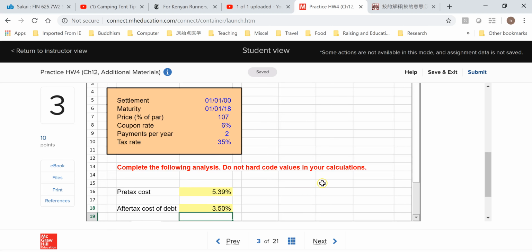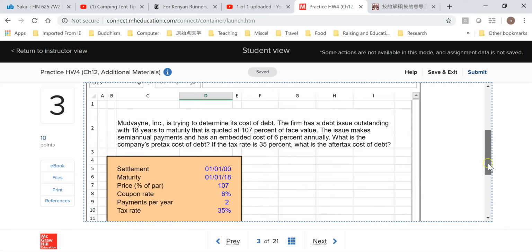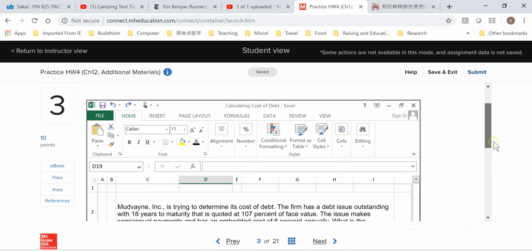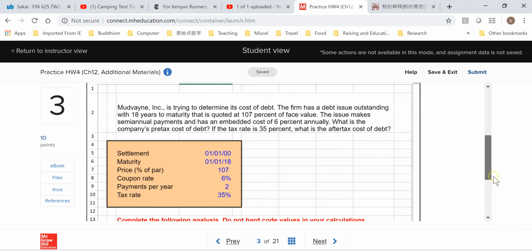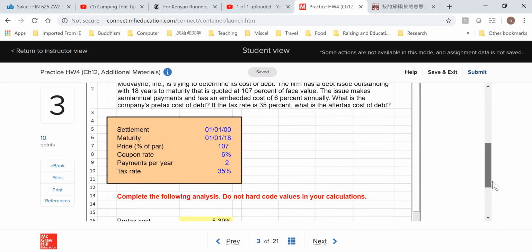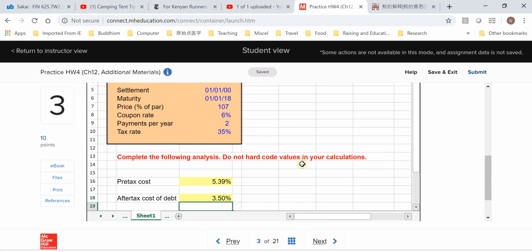So I hope that by using this question as an example, I've shown you how to use this yield function in Excel and how to follow the instructions of the Connect Excel questions to only input formulas, do not hard code values. So if you hard code values, even though your numbers may look correct, it will not be marked as correct in Connect.